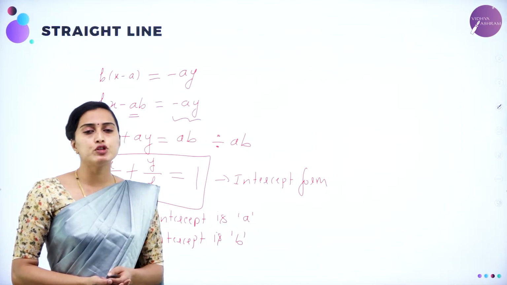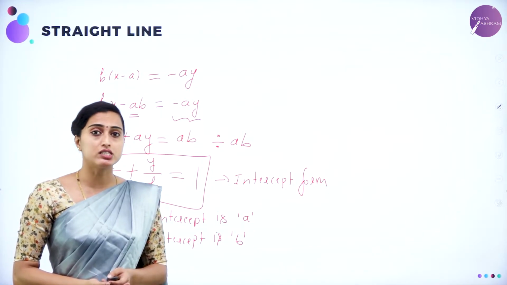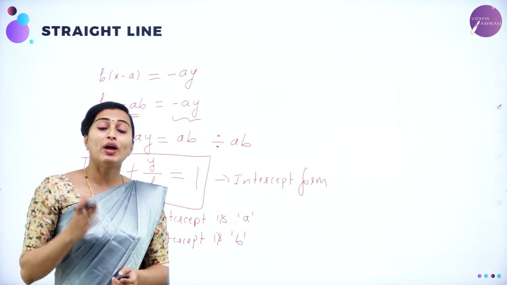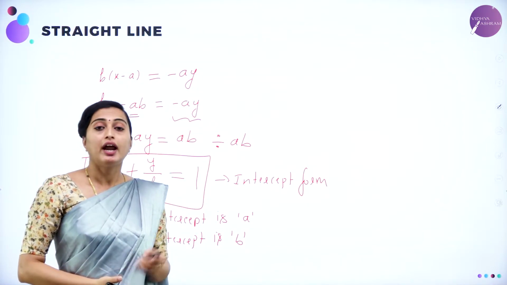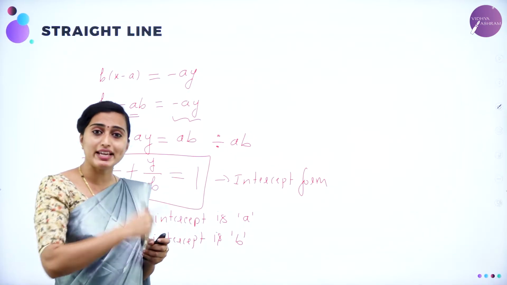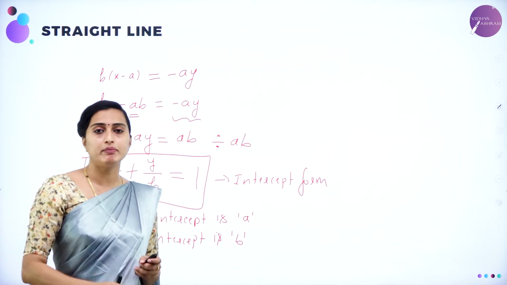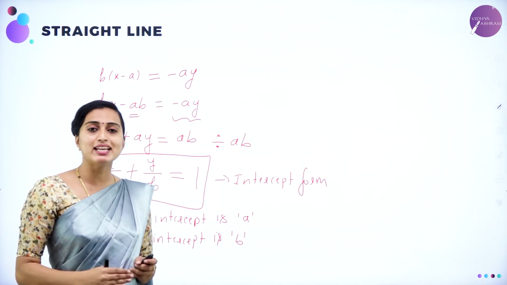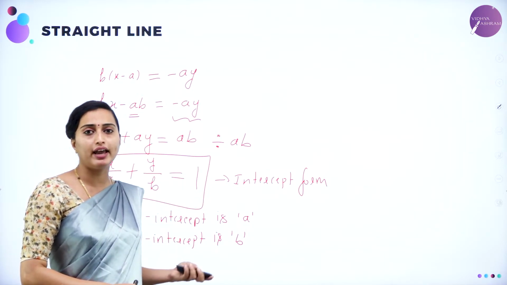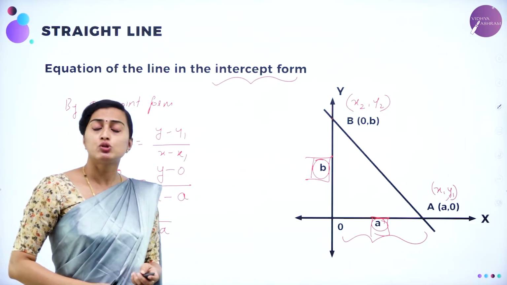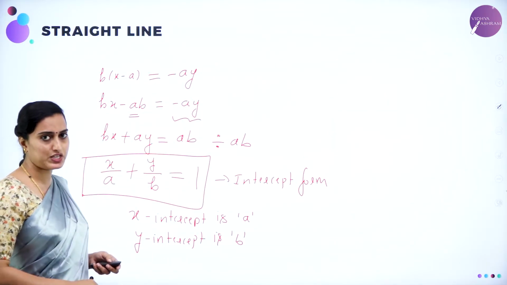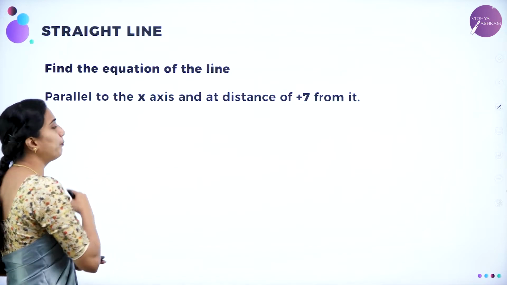And don't get confused between slope intercept and intercept form. Slope intercept is y is equal to mx plus c, where c is called the y-intercept. And intercept form means the line is cutting the x-axis and y-axis at some distance. That is, a is called the x-intercept and b is called the y-intercept, as I showed in the diagram. Understood? So this is very important. I hope you understood this derivation. We'll move on to the next problem.